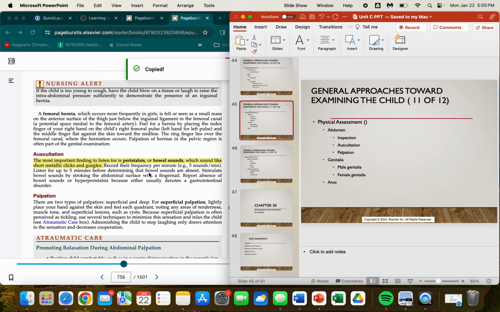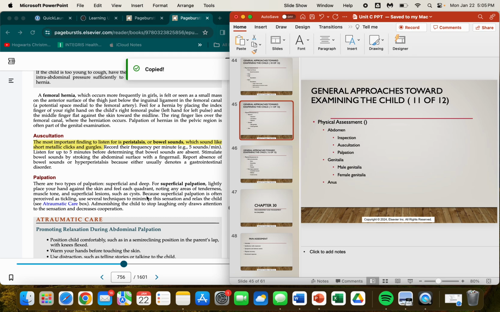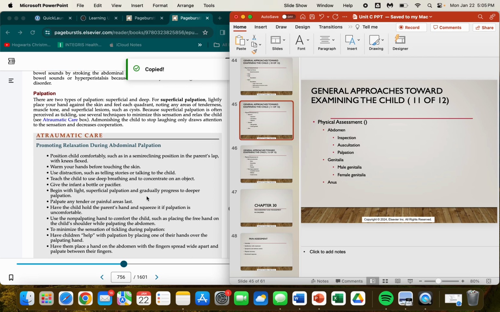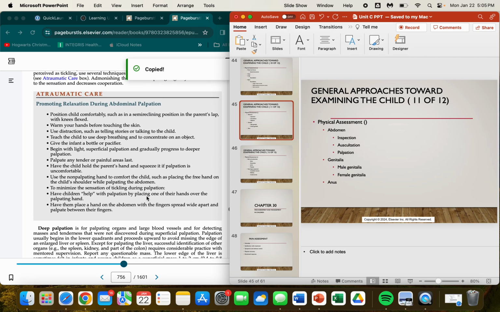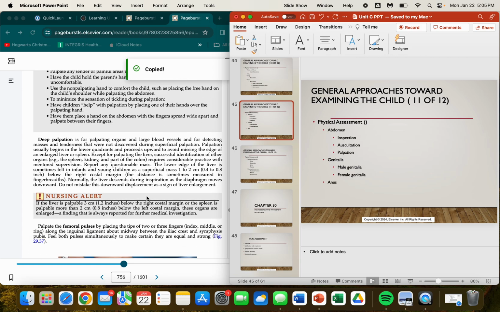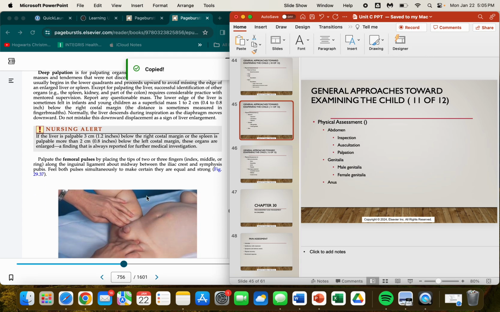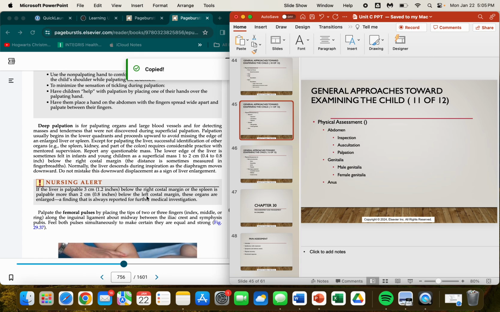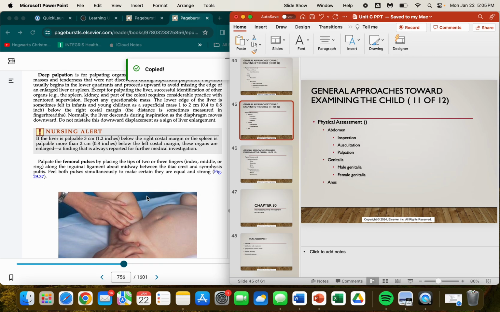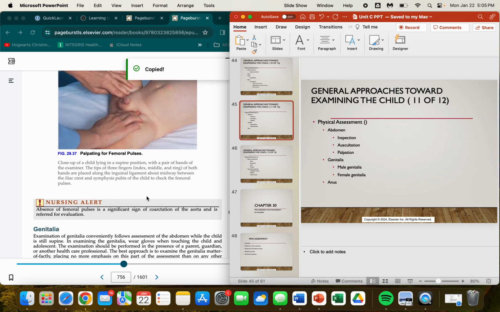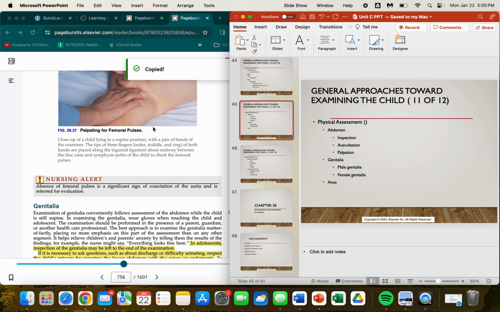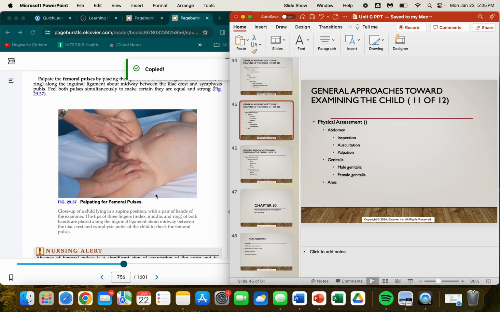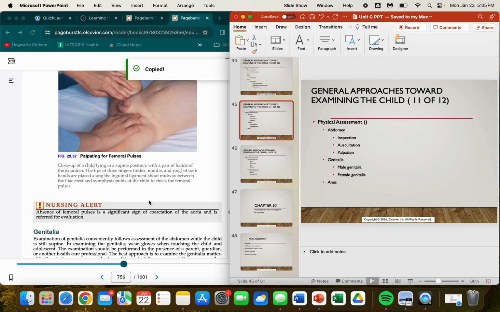Obviously, for auscultation, we would want to hear bowel sounds. If there's any kind of issue, the absence of or hyperactive sounds, we would want to note that. Palpation is usually reserved for the advanced practice provider, but in the event that you need to palpate the abdomen, that is within your scope of practice. You may palpate for femoral pulses; in this picture it shows you how to do so.